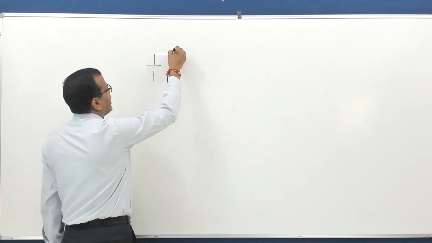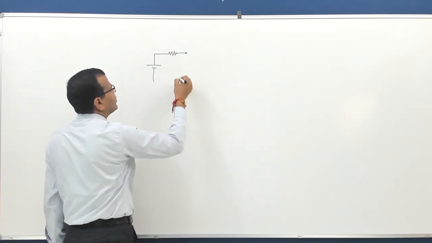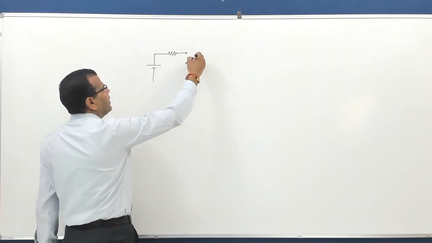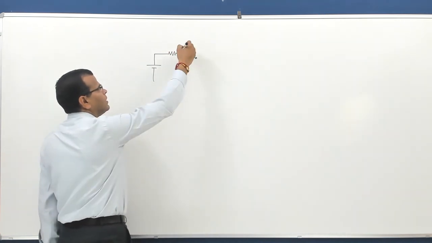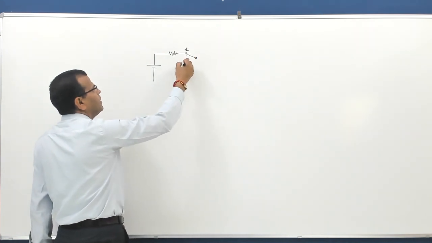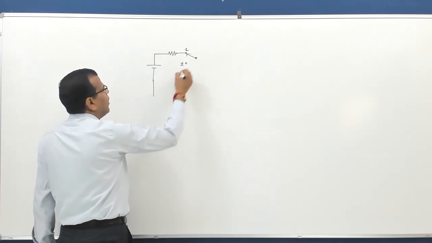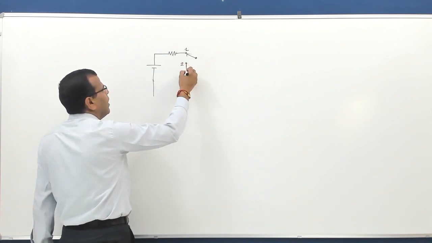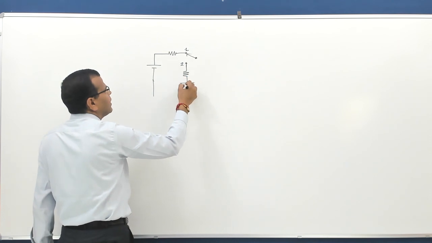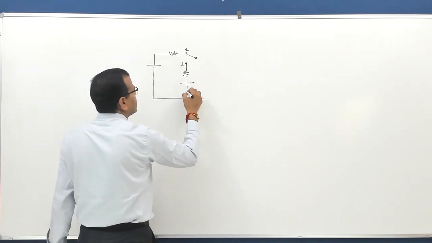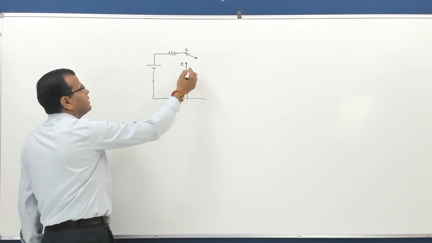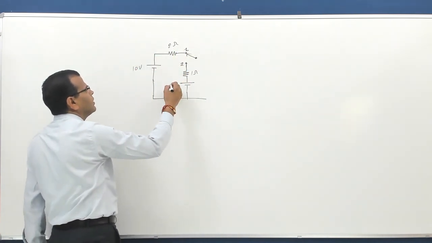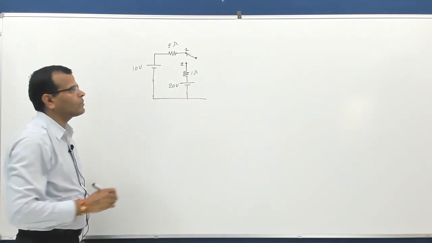There is a resistance connected in series with this voltage source. Now there is a bipolar switch. Initially this switch is connected across this point, that is, terminal 1, and this is terminal 2. At terminal 2, we have another source connected in series with a resistance like this. Say this is 1 ohm, this is 2 ohm, this is 10 volt, this is 20 volt.